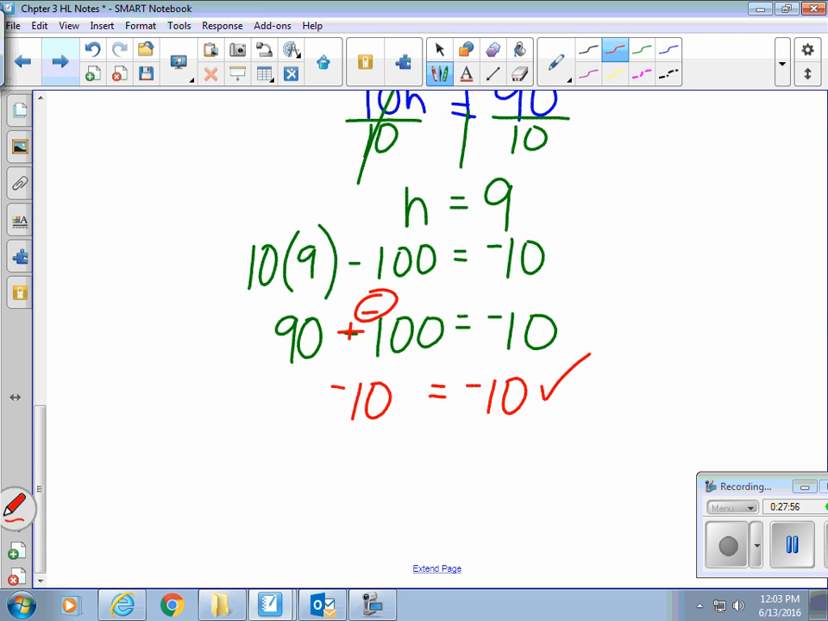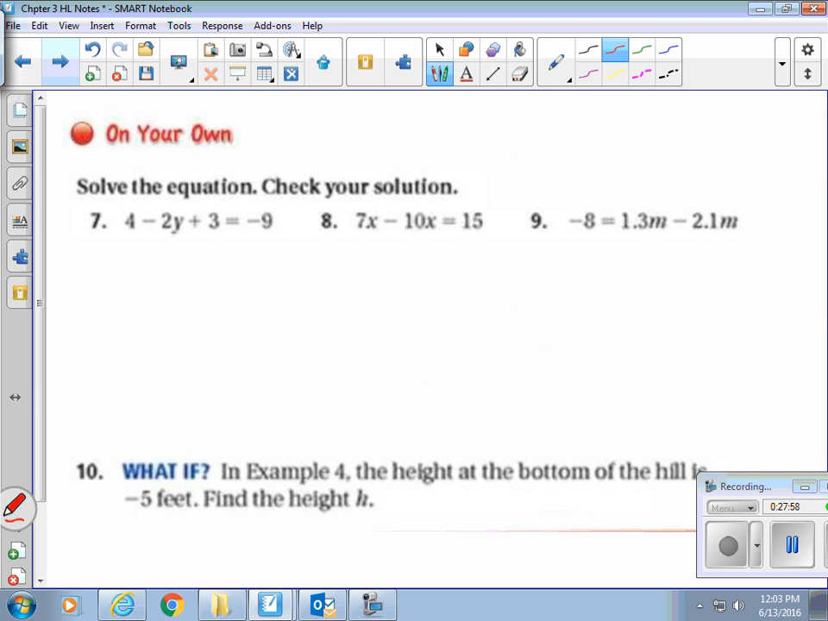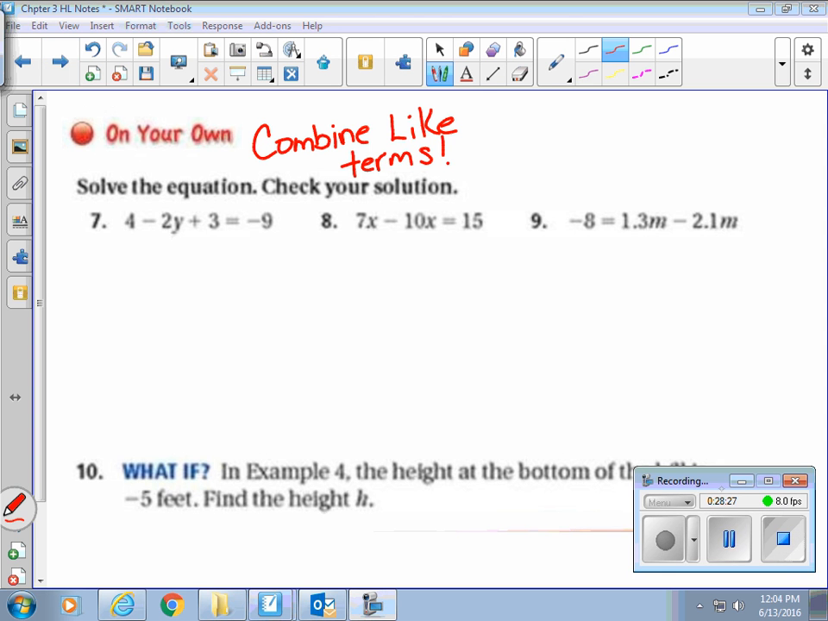So now let's take that and look at some on your own problems. 7, 8, and 9 looks like you have some combine like term problems. So you want to combine your like terms before you try to solve these equations. To do that, and then follow your rules for either one-step or two-step equations to get your variable by itself. So I'm going to have you pause the video, also try number 10 as well, and then come back and check your answer.